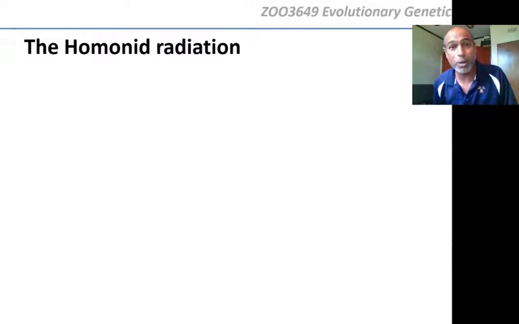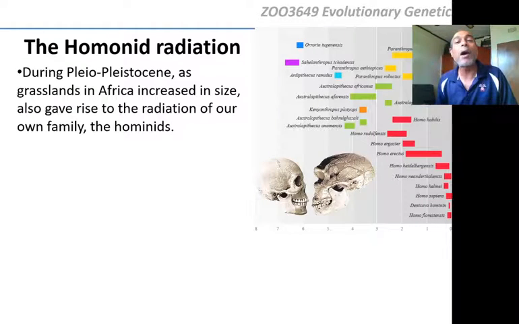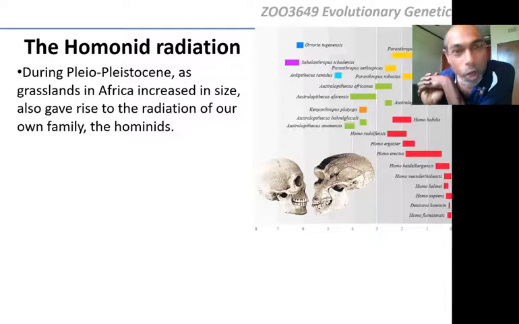Because we also didn't sprout out of the earth. We didn't come out of a hole, okay? We evolved. And how did we evolve? When the climate changed during this period of climatic upheaval during the Pleistocene, the grasslands, as I told you, increased in size, okay? And what happened when the grasslands increased in size? The forests became smaller and smaller and smaller. And what animal lives in the forest? Our closest relatives, the apes, right? They don't live in grasslands.